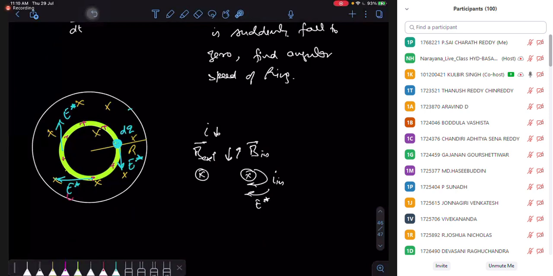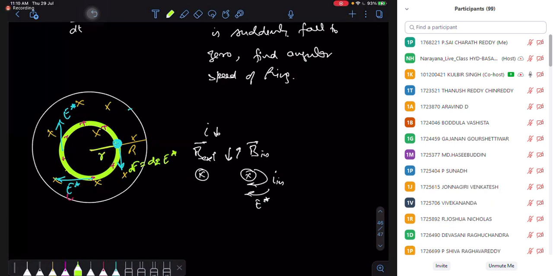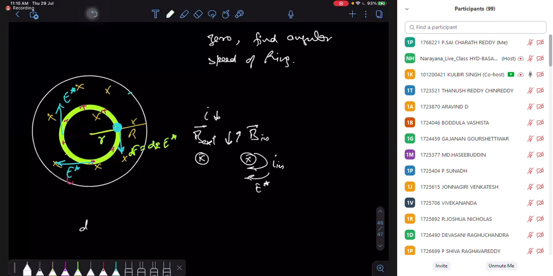So we can take here one small piece. On the small piece, I'm going to have a force, and this force is dq into E star. And this is also giving me a torque with the radius. So what is my torque here? It's r into df.